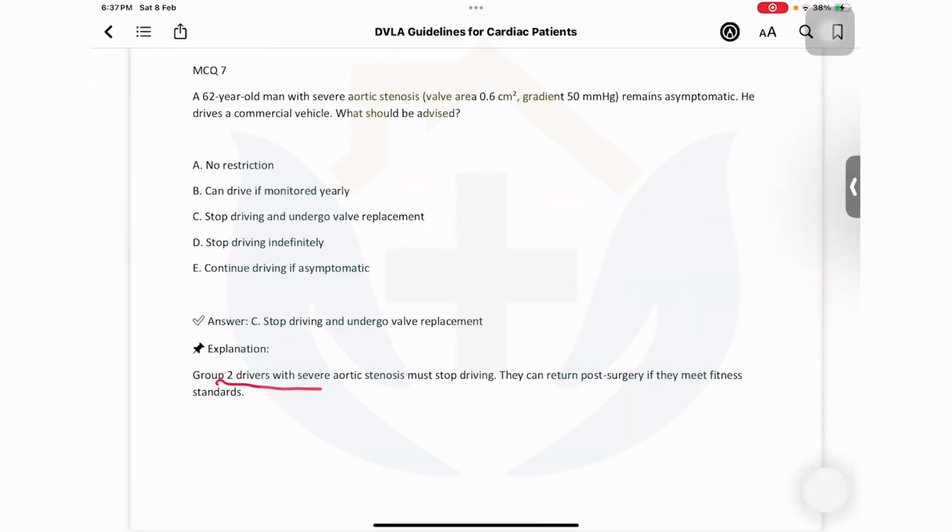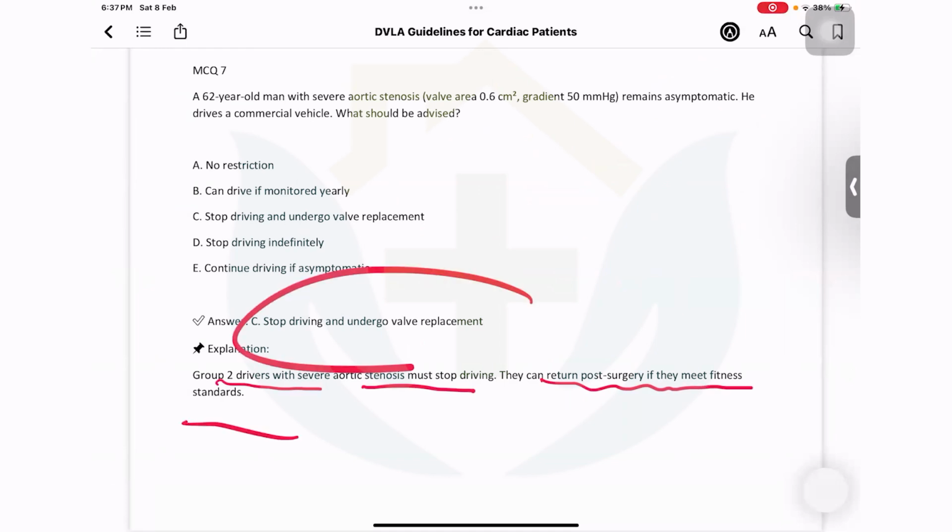Group 2 drivers with severe AS must stop driving. They can return post-surgery if they meet fitness standards. Okay?